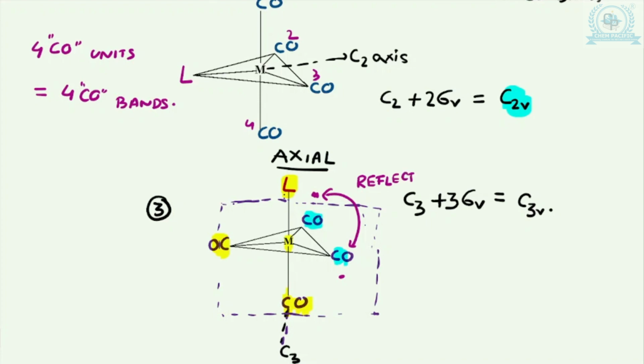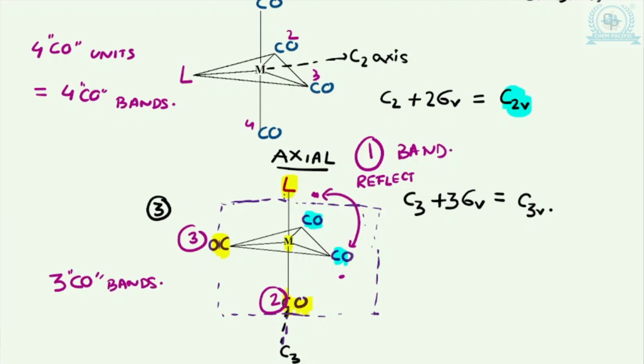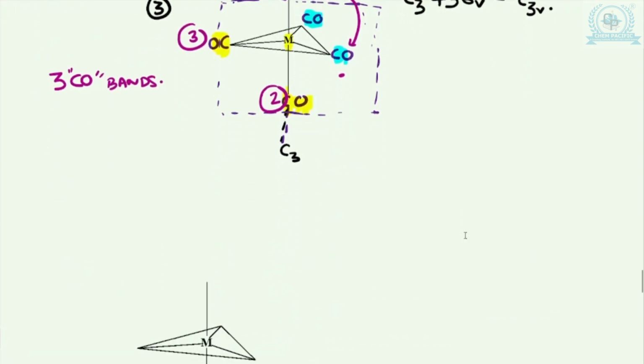So as a result, due to these two reflected CO units, you will be getting one band. And this is the axial one, the second band due to this, and the third band due to this. In total, you can see there is a presence of 3 CO bands. I hope this is clear to all of you. Now let us move on to the next example.